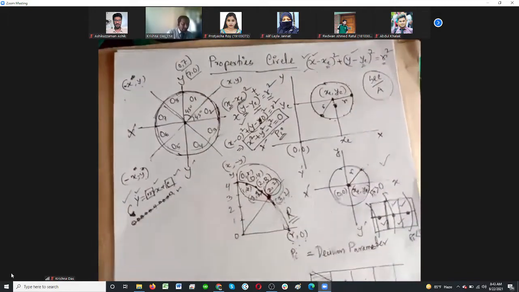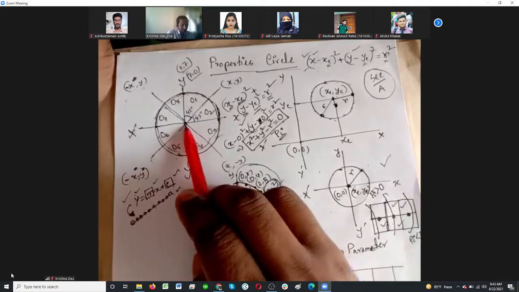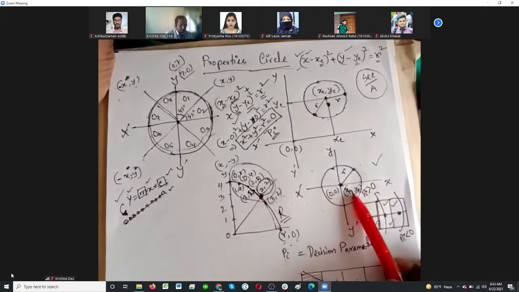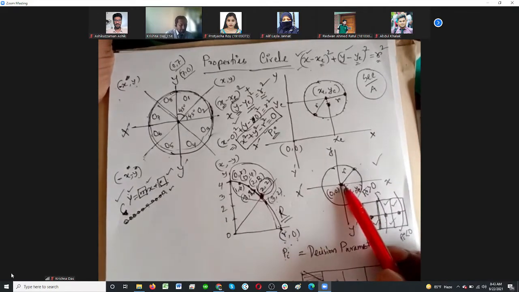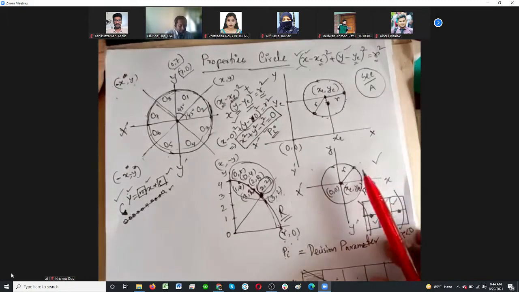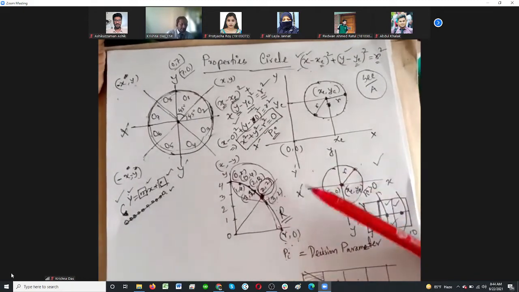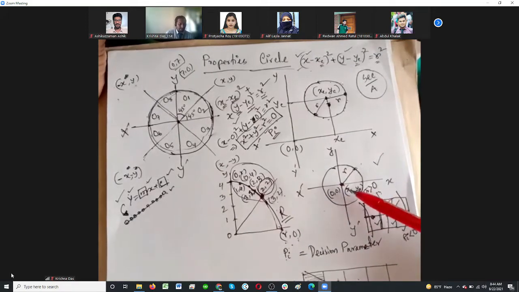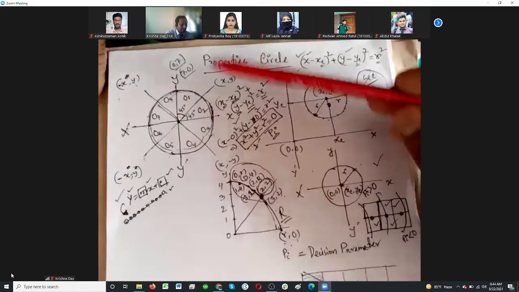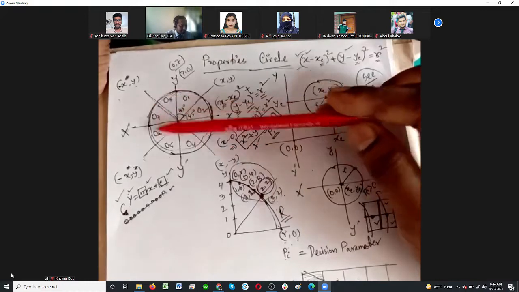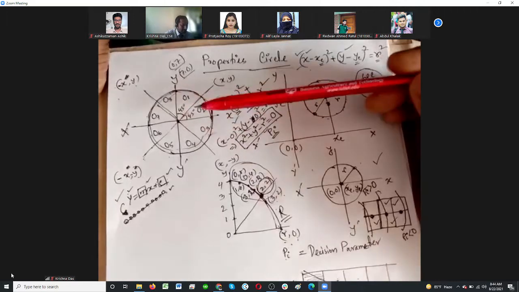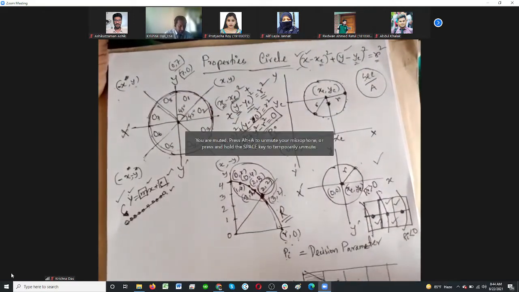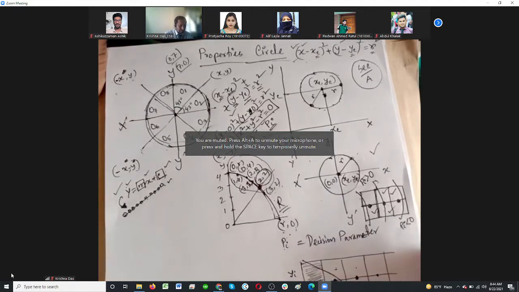Another concern was that we said our circle's center must be on the origin. That is the precondition we mentioned. If this is satisfied, then only can we think about this algorithm, otherwise not. Whenever the center is at the origin, we can change the sign of every quadrant's values and get all the points for the circle circumference. So those are the properties of the circle we have discussed.